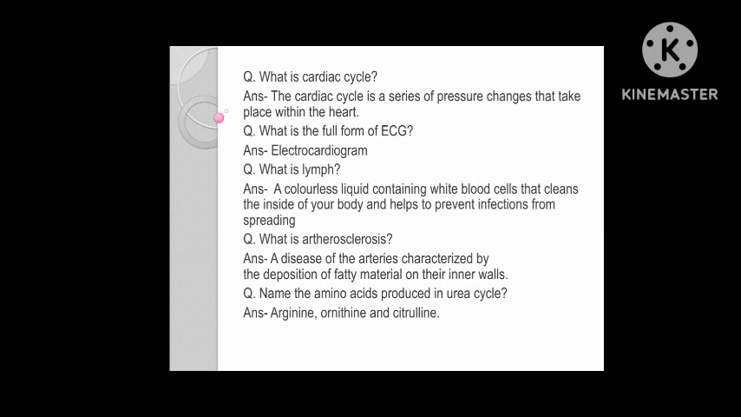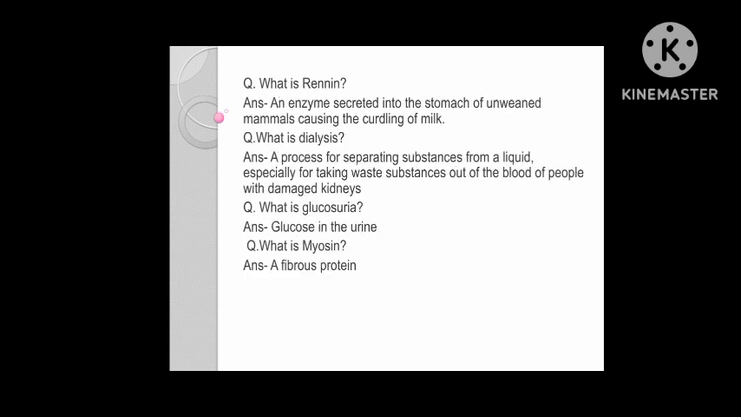What is atherosclerosis? A disease of the arteries characterized by the deposition of fatty mineral on their inner walls. Next, name the amino acids present in urea cycle: arginine, ornithine, and citrulline. Next, what is renin? An enzyme secreted into the stomach of unweaned mammals, causing the curdling of milk.